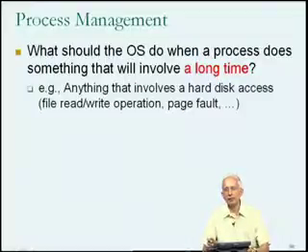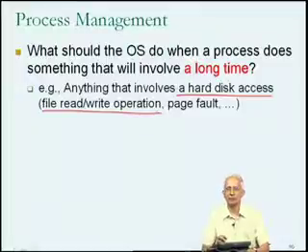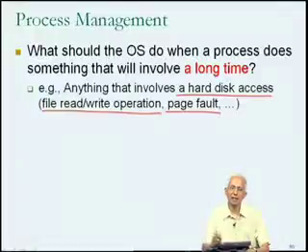Now, let us suppose that a process does something which results in a hard disk access. What are the different things we have seen that a process could do that would result in a hard disk access? The answer is it might be a read or write operation on a file if the file is implemented on a hard disk. We have also seen that a process may make a memory reference which results in a page fault, which may also result in a hard disk access. And why do I associate a long time with a hard disk access?